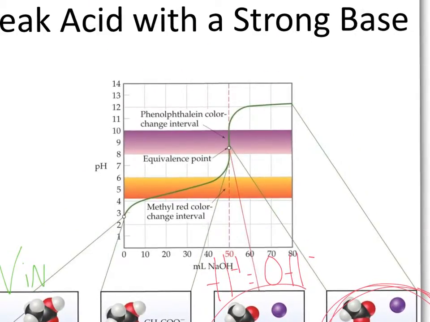So again, how can you tell based on this curve that it's a weak acid and a strong base? You're a little bit above 2, and you've got the hump, and the pH at the end is above 12, right? Now, could I see this with my eyeballs?